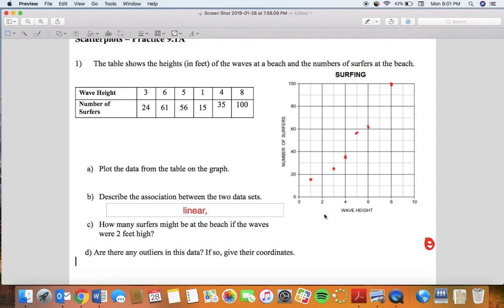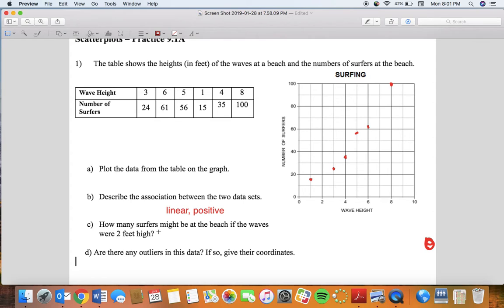Then the other thing you need to decide is, is it positive or negative? If I look from left to right, I am increasing, I'm getting bigger, I'm going uphill. That makes it a positive association. So you should have both parts. The association between the two data sets is linear and positive.